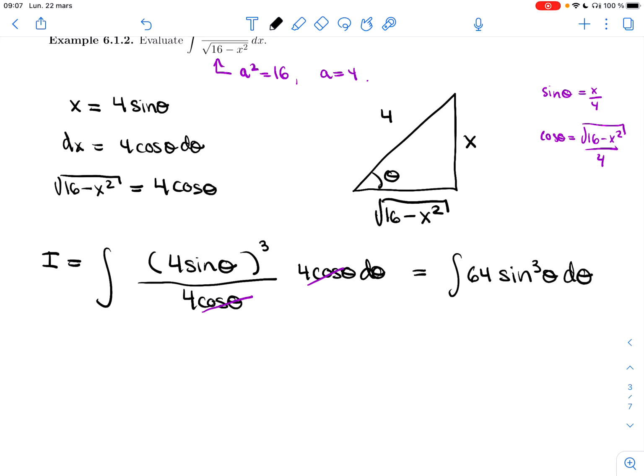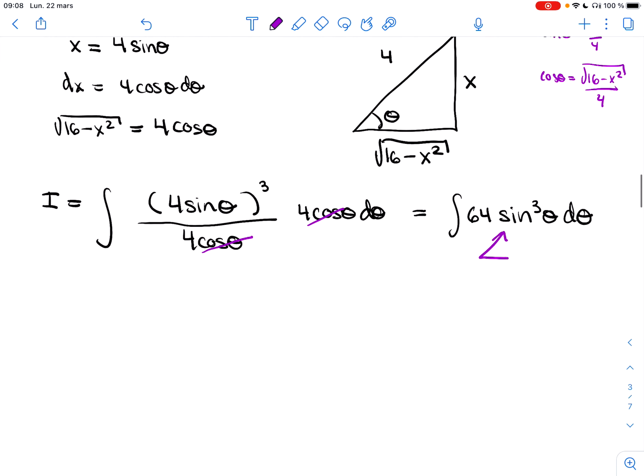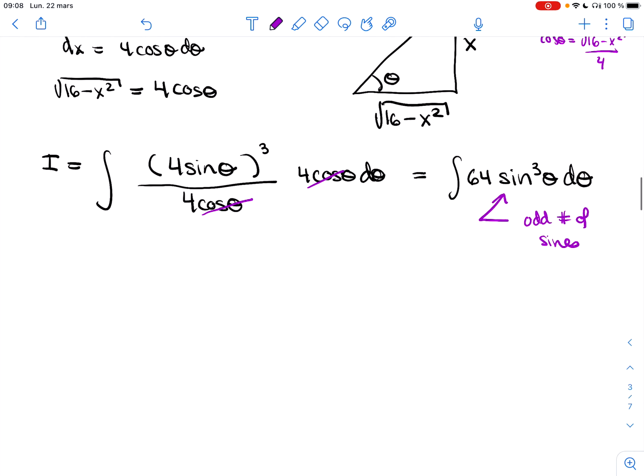All right, so like I said at the end of the last video, at this point you get an integral of trig functions. You have to remember the recipes that we taught you for odd, even numbers of sines, cosines, stuff like that. That's where it comes into play. Here I have an odd number of sines. And so what should I do? Do you guys remember? Substitution with the other one.